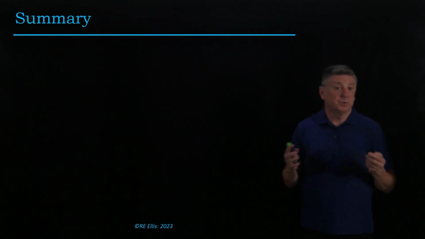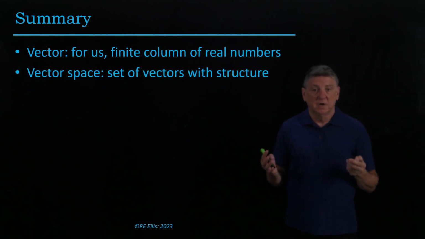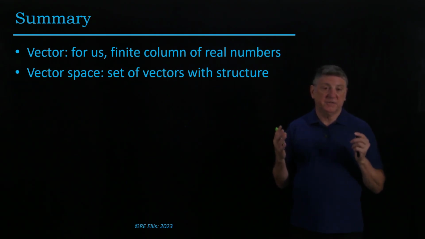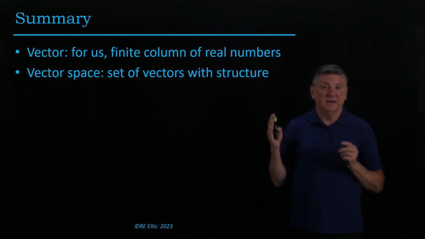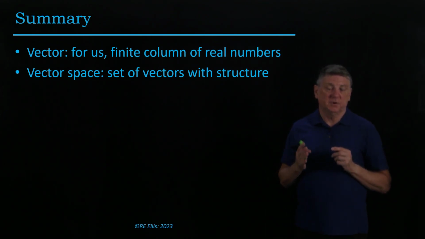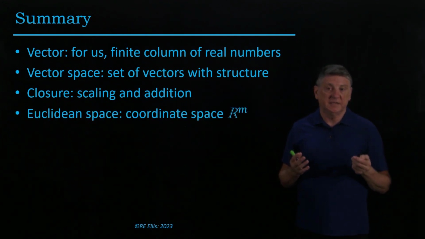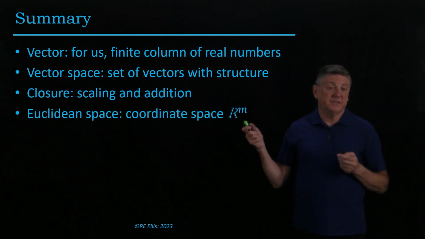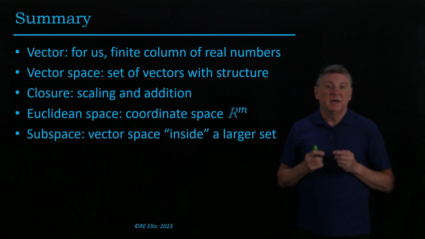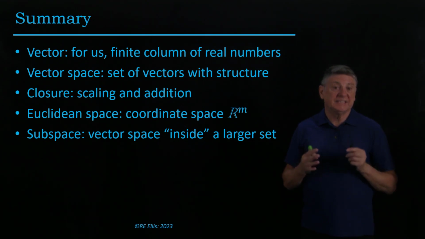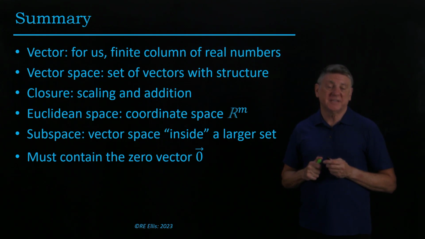So in summary, what do we have? A vector for us is a finite column of real numbers. A vector space is a set of vectors that has structure. We can see now that this is an infinite set, although the dimension for us is always finite. A vector space has closure under scaling and addition. Euclidean space is one example, referred to technically as the coordinate space. A subspace is a vector space that's inside a larger set, and a vector subspace must always contain the zero vector.